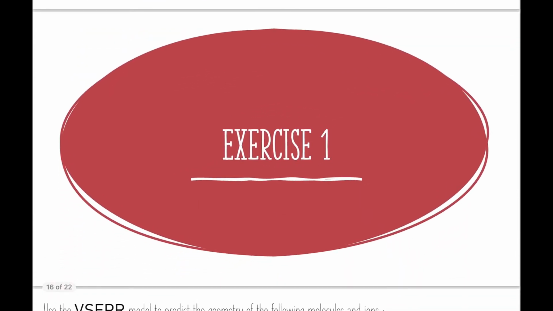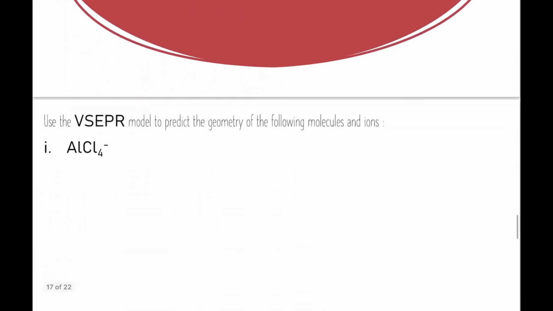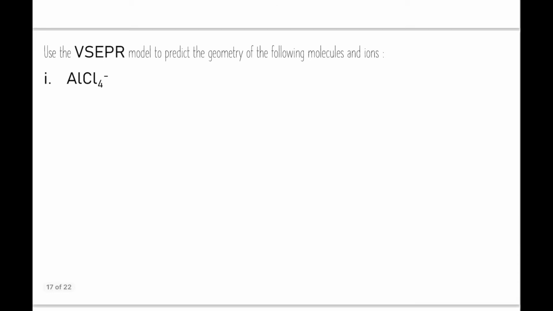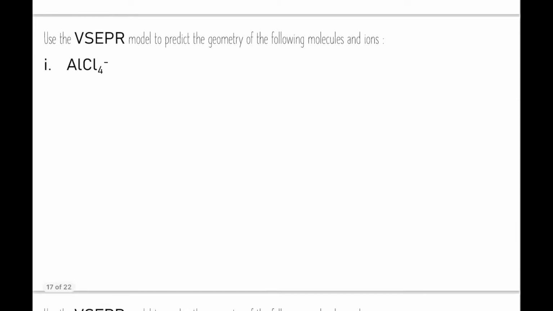Before we end the video, let's try some exercises. Use the VSEPR theory to predict the geometry of the following molecules and ions. The first one is AlCl4-. You may pause the video and try it yourself before checking the answer.